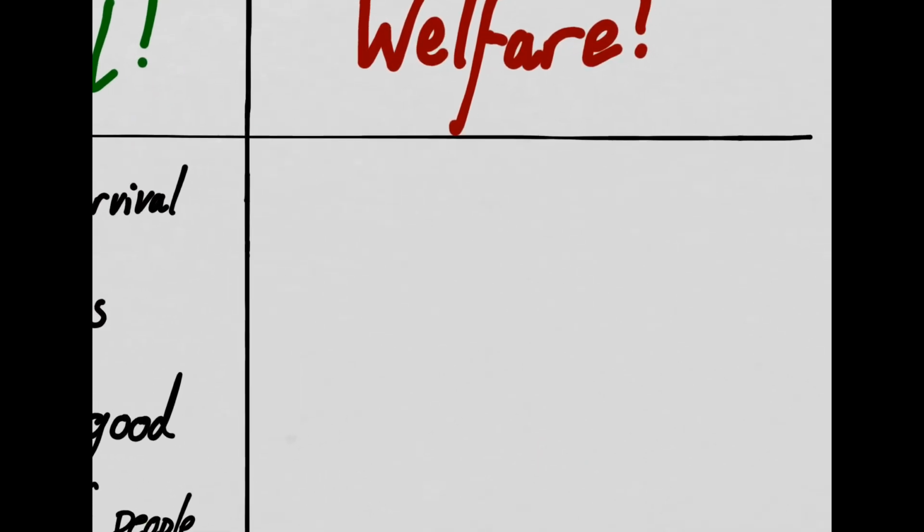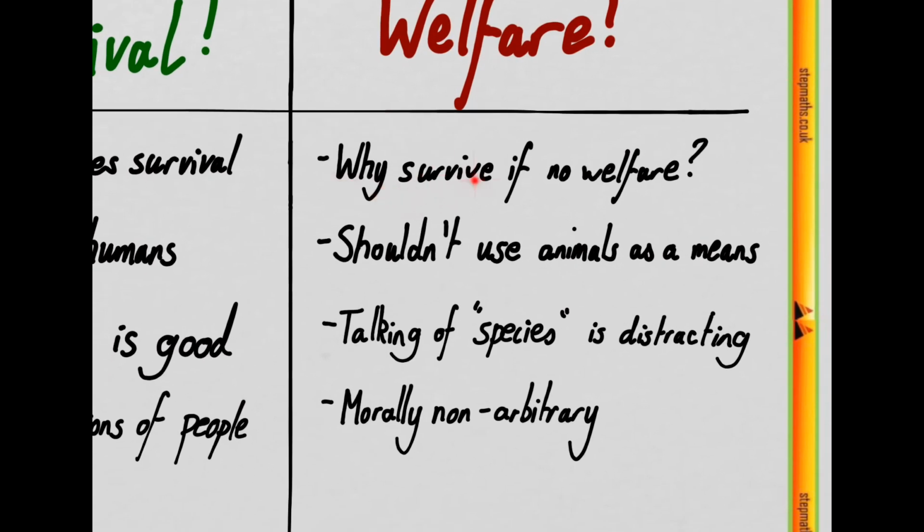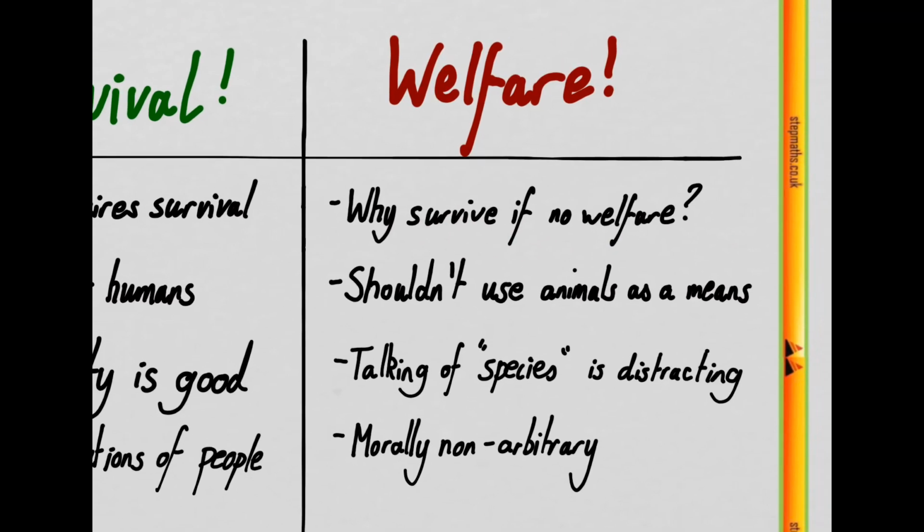On the side that says welfare is more important, you could say, well, why survive? Why would the animals benefit from surviving? Why is it worth it for them to survive if they're getting no welfare out of it? You might say, it's not, therefore welfare is more important. We might say we shouldn't use animals as a means to our end, so don't view animals' survival as good for humans, only animals matter.